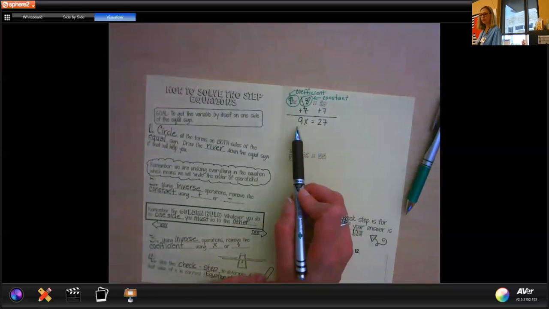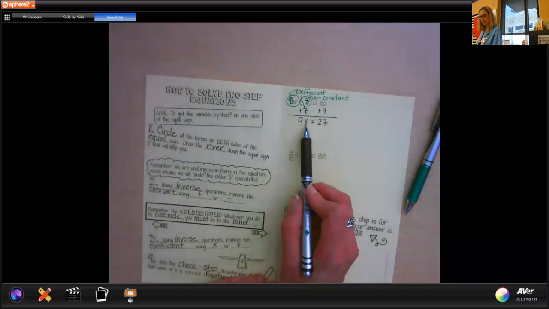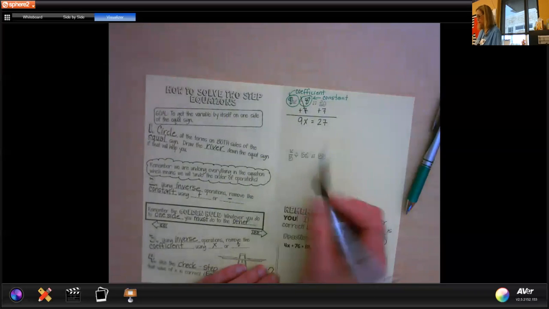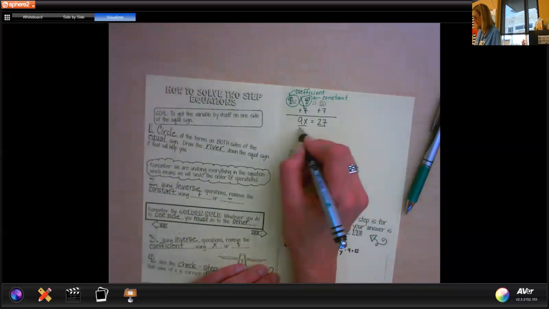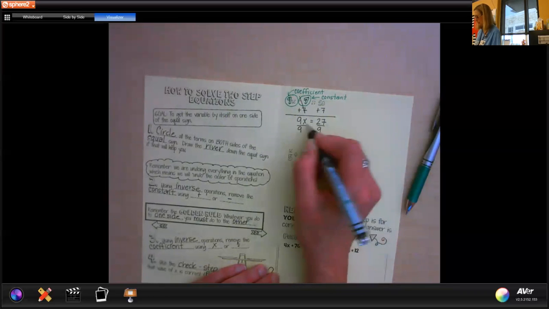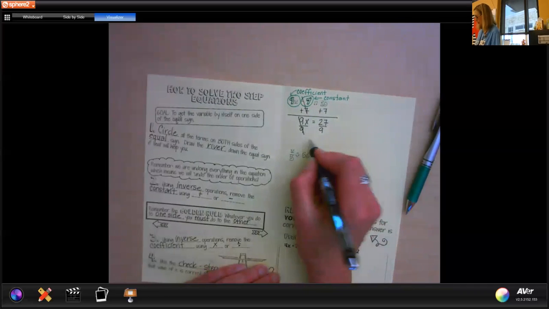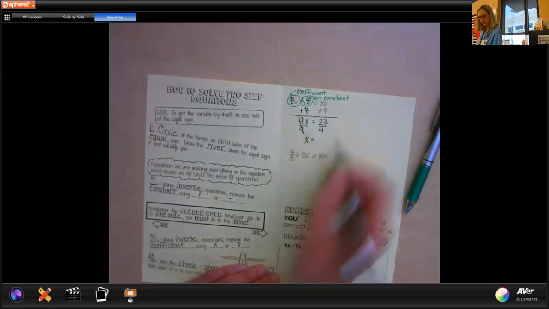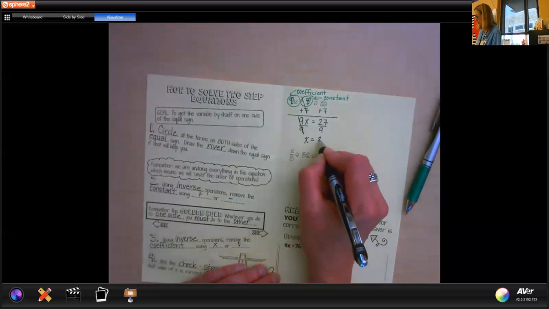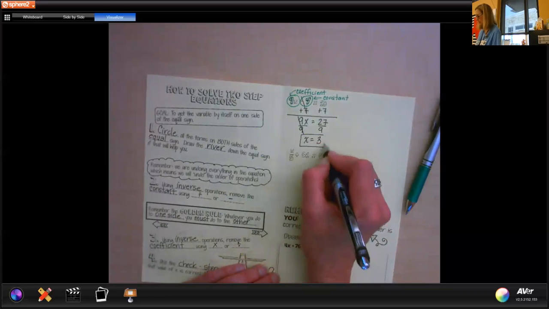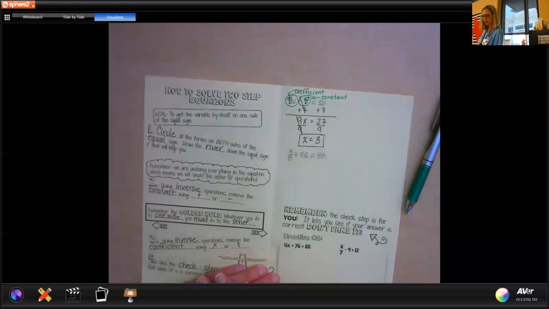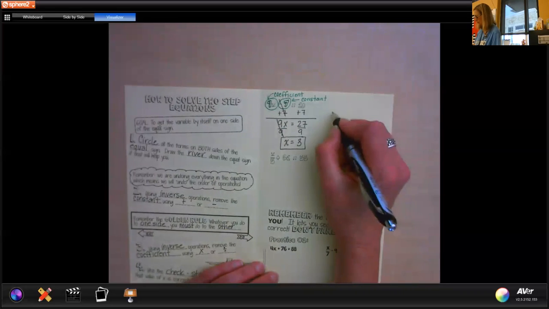Now we're ready to undo the number in front of the x. This is 9 times x. The inverse of multiplication is division. So we're going to divide by 9 on each side. 9 divided by 9 is 1. 1x would be just x. And 27 divided by 9 is 3. So x equals 3. Then we want to use our check step.